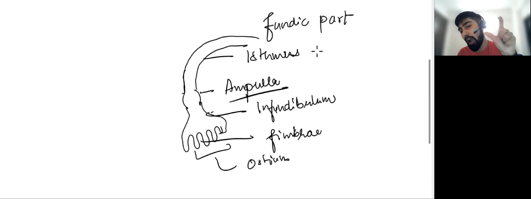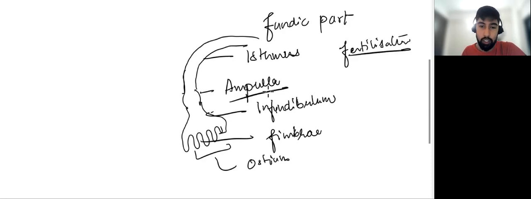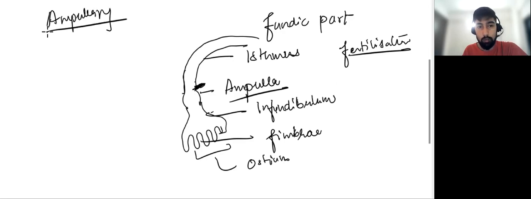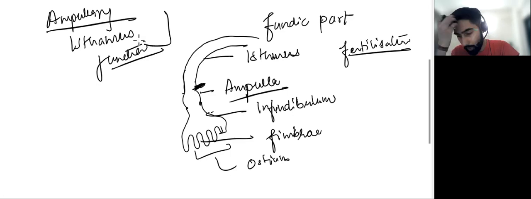Now, if we talk about the fallopian tube, the main function here is fertilization. And where does this fertilization take place? It takes place in the ampullary isthmus junction here. Where does it take place? Ampullary isthmus junction. Fine, this is the structure of the fallopian tube.